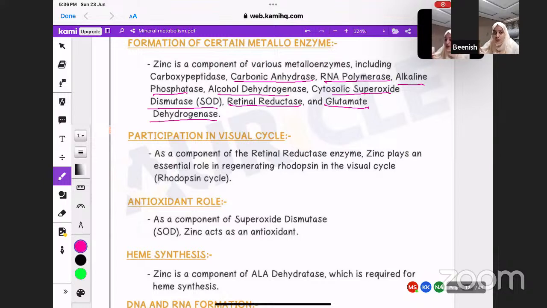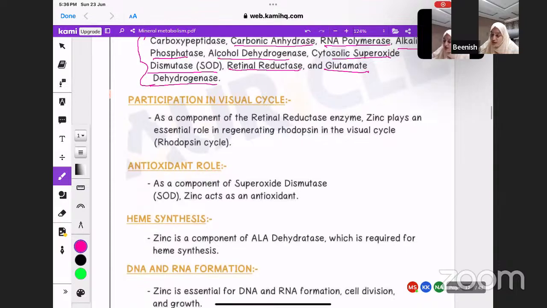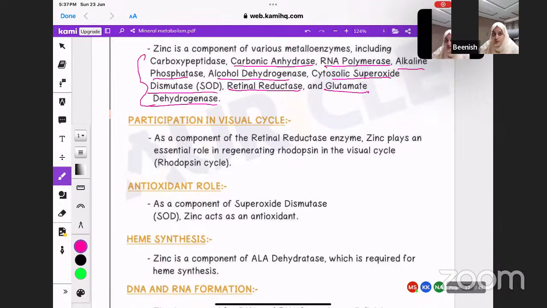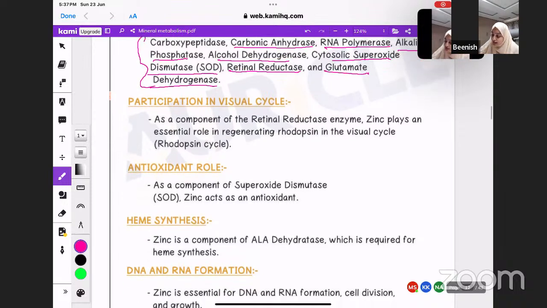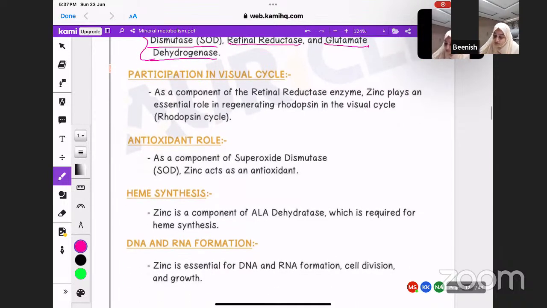Just like copper was forming a component of important enzymes, similarly zinc is also a component of various important metalloenzymes. A list of that is given here: carboxypeptidase, carbonic anhydrase, RNA polymerase, DNA polymerase, alkaline phosphatase, retinal reductase, glutamate dehydrogenase. Okay, here we'll actually be able to guess the function. So let's take the reactions of these enzymes one by one. The reactions of these enzymes basically form the functions of zinc.